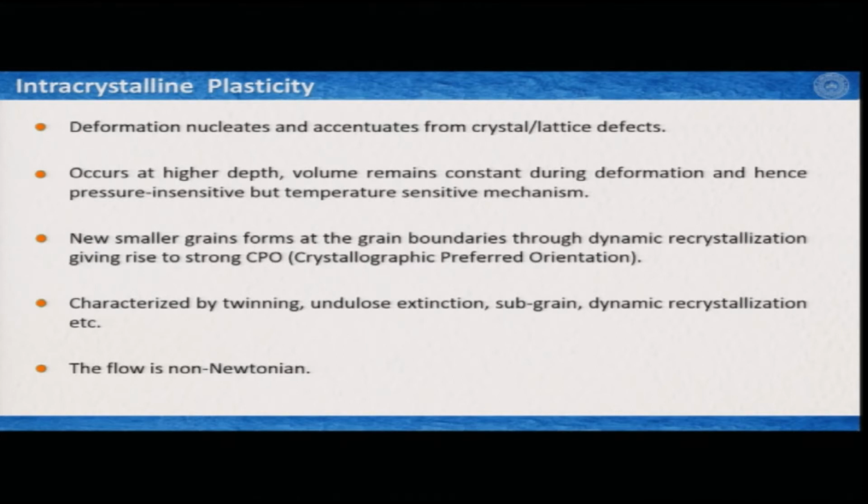Otherwise, the microstructures are characterized by twinning, undulose extinctions, subgrains, and the different signatures of dynamic recrystallization. We will see all these different kinds of microstructures produced by intracrystalline plasticity at the end of this lecture. And we will see that this flow is non-Newtonian. So, it is essentially strain rate dependent, but strain rate is not linearly dependent on the stress. We will see the equations somewhere in this lecture.